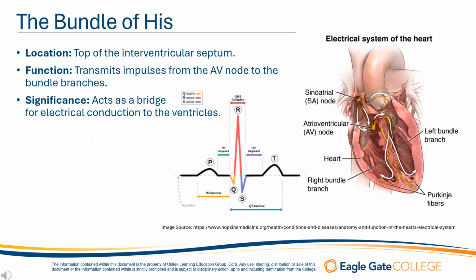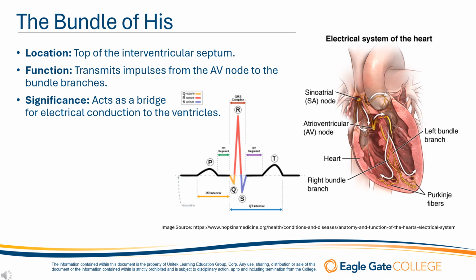The bundle of His is located at the top of the interventricular septum. The interventricular septum is that wall that separates the right and the left ventricles. This location allows the bundle of His to effectively transmit electrical impulses from the AV node to the bundle branches, which then carry the impulses throughout the ventricles.